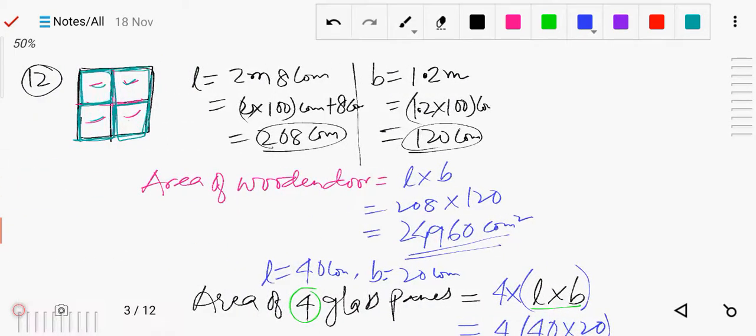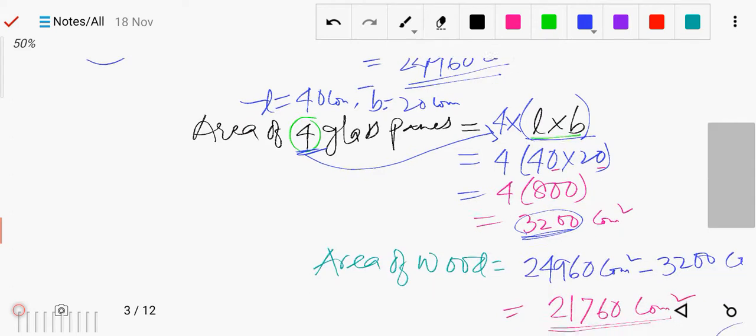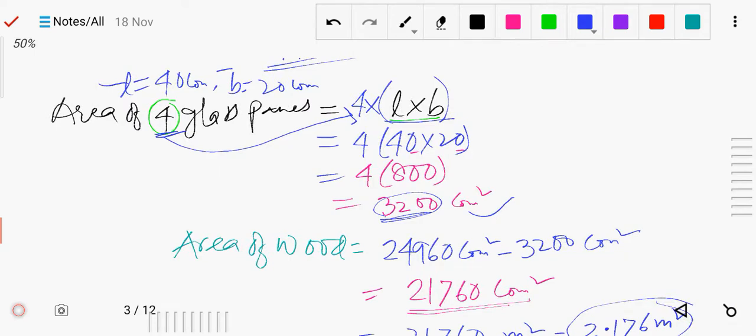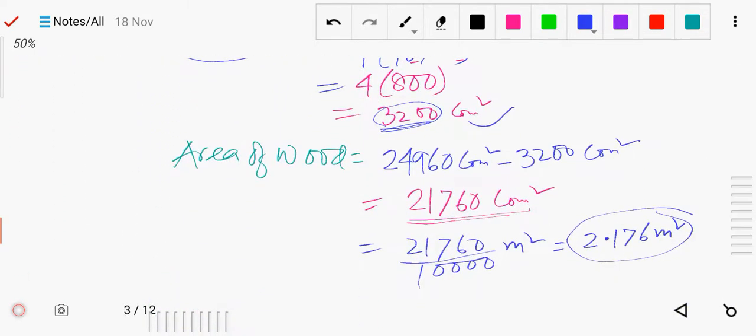Okay, so the length and breadth are given in meter and centimeter, so we have changed it. Then we find the area of the wooden door. Then again the dimension of the glass is given, so the area of a glass pane is L into B, but there are total how many? 4. So that's why we multiply it by 4, which means total 4 glasses are there. Then we got the area of 4 glass panes. Then we have to find the area of wood, so we subtract it: the area of the wooden door minus glass, so the remaining portion will be the area of wood.